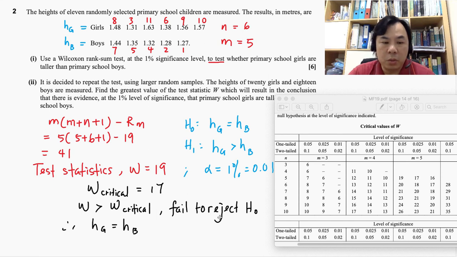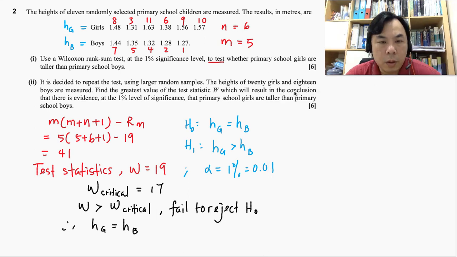I'm going to show you section number 2 shortly. All right, or we can conclude in such a way that knowing that the test statistics is greater than the critical value, we fail to reject H naught. We fail to reject our null hypothesis. We can also conclude that we have insufficient evidence. We have insufficient evidence at 1% significant level to suggest that the primary school girls are taller than the primary school boys. All right, so that's another way to write your conclusion.